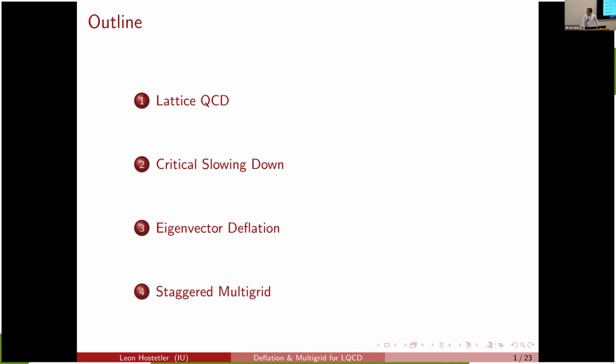I'll start by giving an overview of the work we do in lattice QCD. And I'll talk about one of the main computational problems that we face, which we call critical slowing down. And I'll present two possible ways of mitigating this: eigenvector deflation and staggered multigrid.